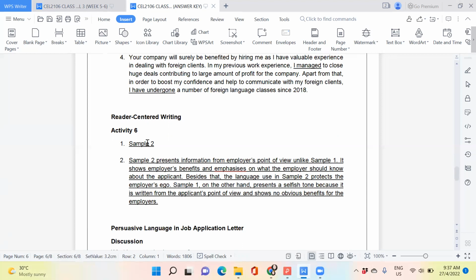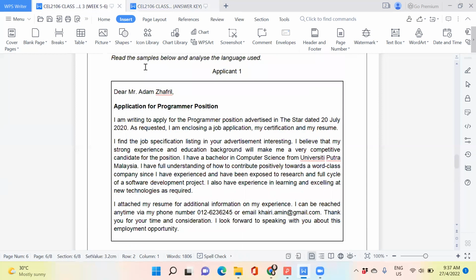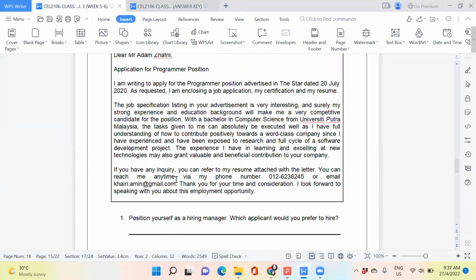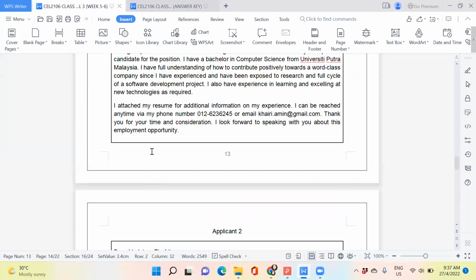So in sample number two, you kena macam bodek sikit lah. You have to show lah. Okay, their company is great and that's why they need someone like you, things like that. Alright. And it shows no obvious benefits for the employers. So let's see again, kenapa? Okay, as you can see here, this one.